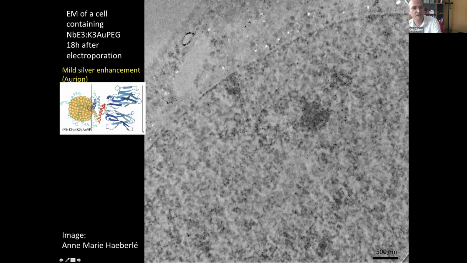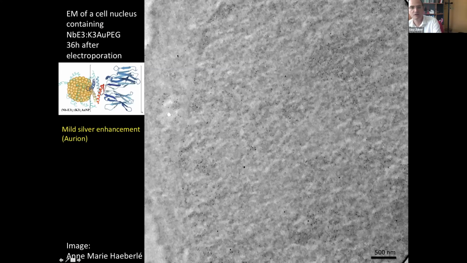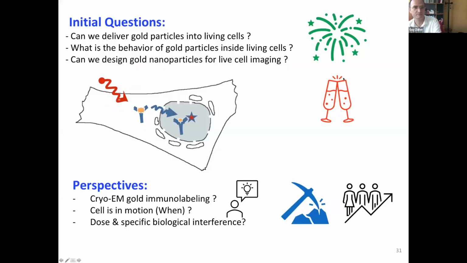We have redone the experiment here with mild silver enhancements, and you can really see a lot of gold particles within the cells. This is a higher magnification again, and you can see that they are very much on the periphery of the heterochromatin. If we wait a little bit longer, we still have the same things, and you can see quite a lot of gold particles within the cells.